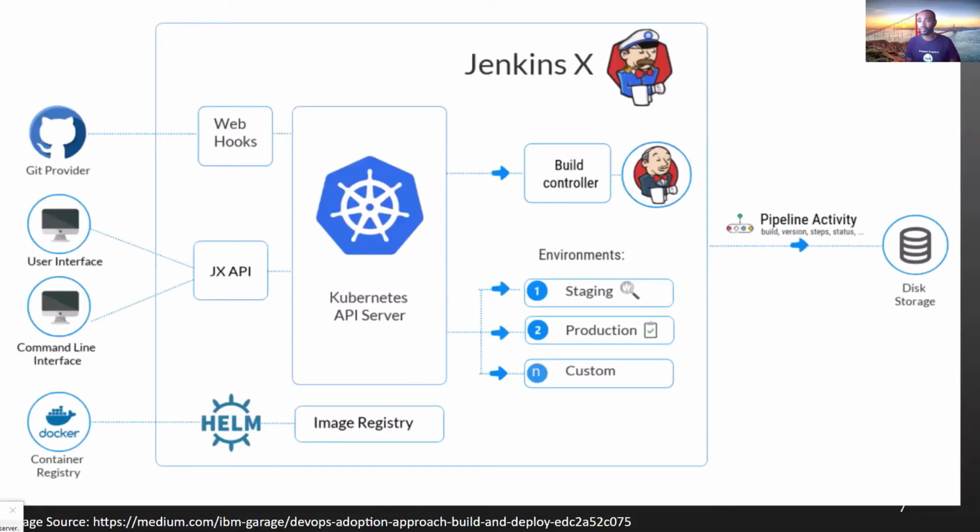The other thing you need to remember is that you can use Jenkins X with a user interface, any GUI, or with a command line. And there's a JX API. The JX API takes all the commands you're telling Jenkins X to do, and those commands are passed on to the Kubernetes API server. The Kubernetes API server passes the commands either to the build controller or to the environment where the commands are to be sent. It can be the development environment, the staging environment, or the production environment.